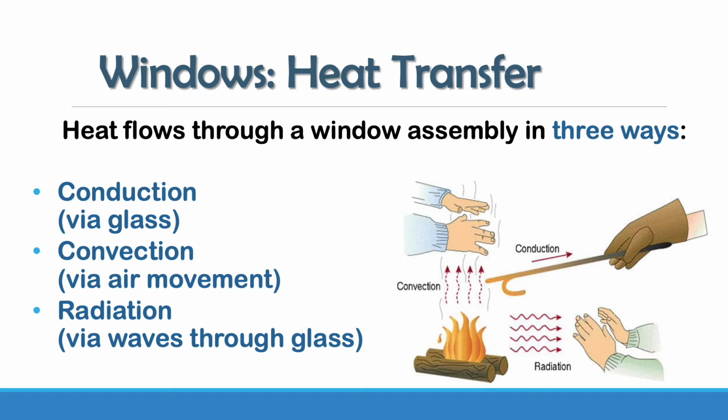Convection is air movement, and that convection especially happens in older windows where the parts don't meet so well, and so drafts can happen in between the sashes and the frame, also around the exterior of the frame. And then radiation. So radiant heat comes through glass and can come through the frame as well. Most of it is through the glass, as the glass is the biggest part of a window assembly.